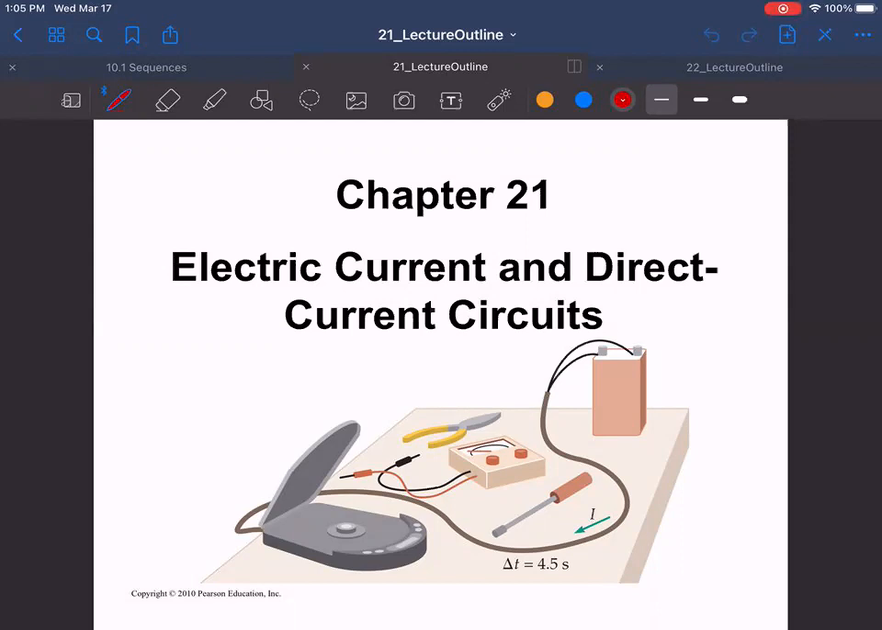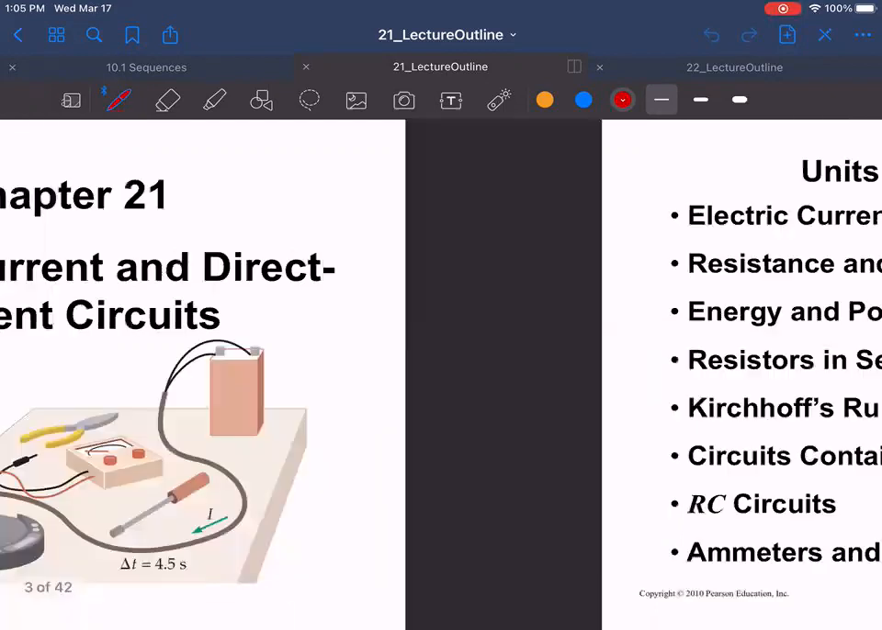That's when we actually start getting charges to move through wires and things like that and through components, and we start getting some electrical systems going, all right? That will lead us into the next chapter, which will be moving charges, which will be magnetism, all right? So let's go ahead and get started here.